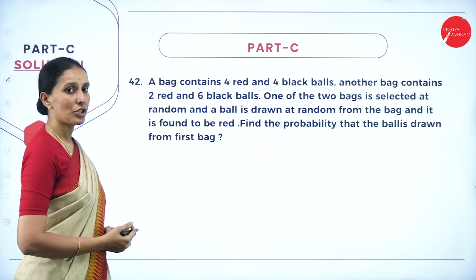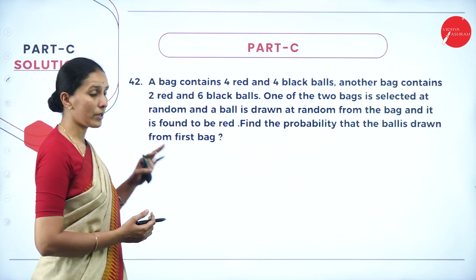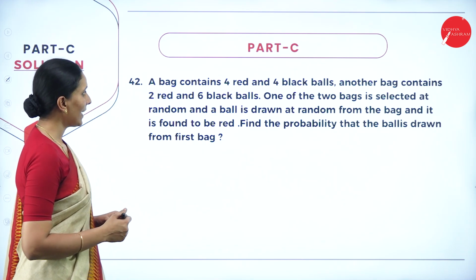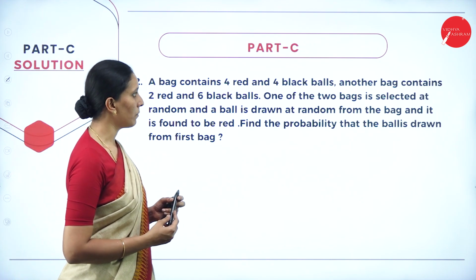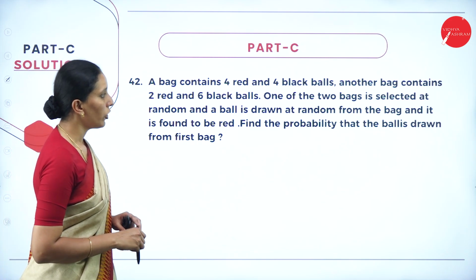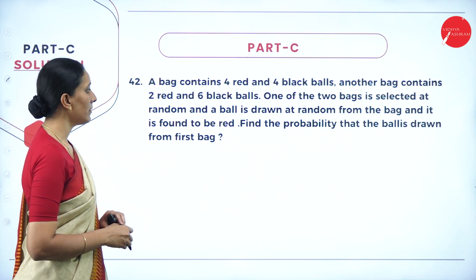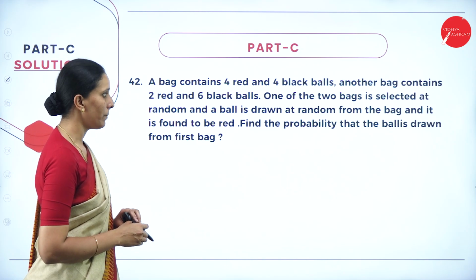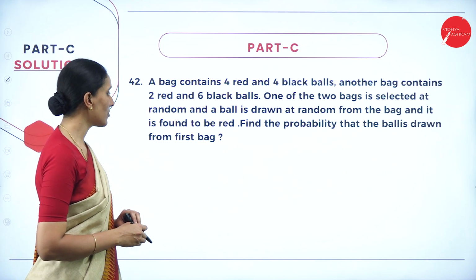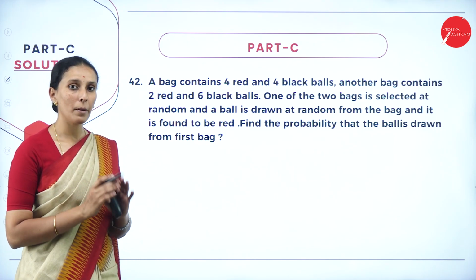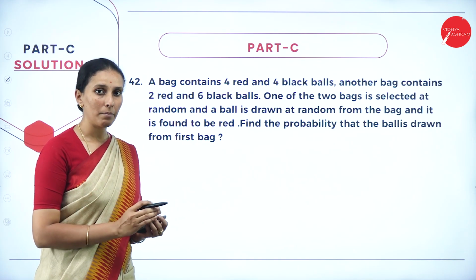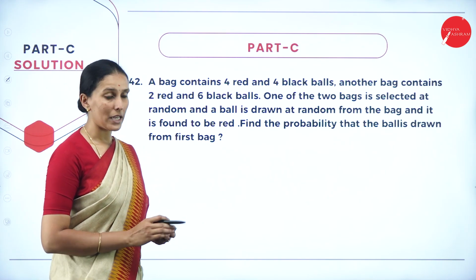Next, the last question under part C section, question number 11, which is question 42 in the question paper. A bag contains 4 red and 4 black balls. Another bag contains 2 red and 6 black balls. One of the 2 bags is selected at random and a ball is drawn at random from the bag, and it is found to be red. Find the probability that the ball is drawn from the first bag. A question from Bayes' theorem, a fixed content of question number 42 from the chapter probability is Bayes' theorem.